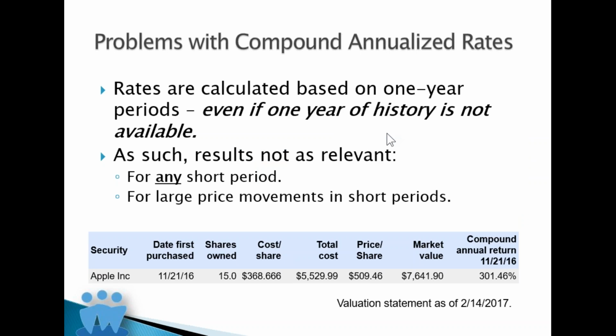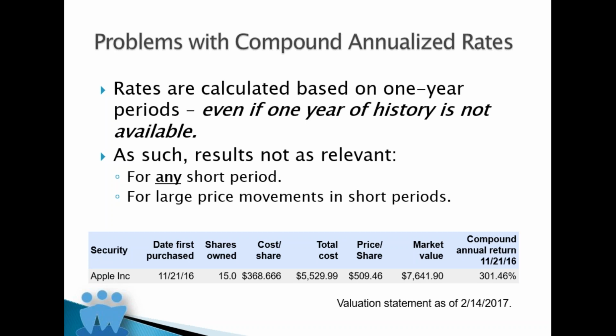Now, the problem that comes with that compound annual rate of return is that it's an annualized rate. So the question is, well, what happens if you own a security for 6 months or 2 months or 2 days or a year or even 18 months? How do we calculate that annualized rate of return?